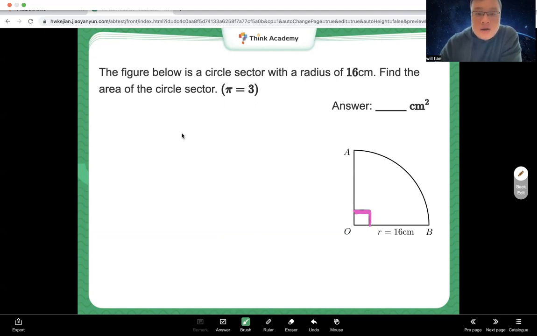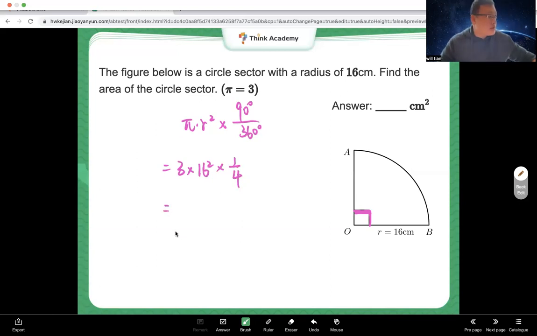So we can get the area of the circle first. We know the radius is 16, so you will do pi times by radius squared, and then times by a quarter. You could either just times by a quarter directly, or do 90 degrees over 360 degrees. That's the same. So 3 times by 16 squared times by a quarter, right? So guess that equals what number?